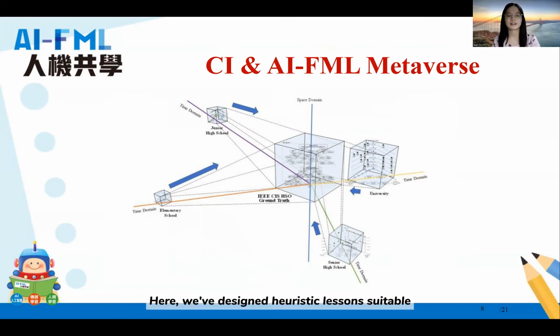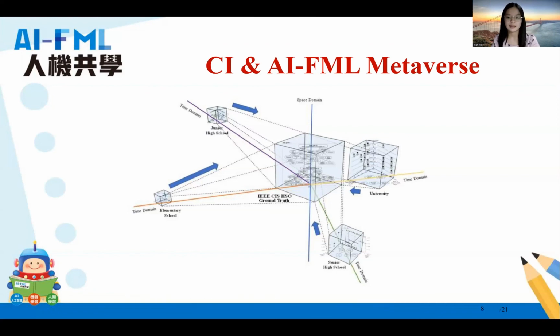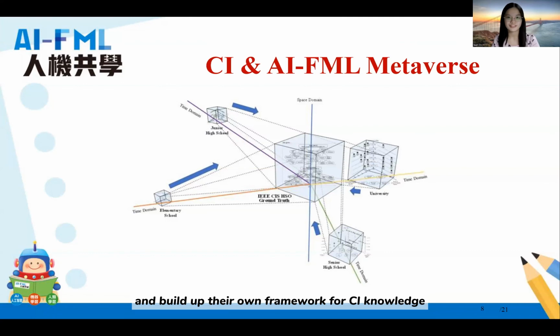Here, we've designed heuristic lessons suitable for students from different countries, different space domains, and at different ages, different time domains based on their ability and backgrounds. The accessibility of the internet eliminates the limitation of time and space and enables students to acquire adaptive lessons. Ultimately, students following the step-by-step course can accumulate their knowledge of CI and build up their own framework for CI knowledge.